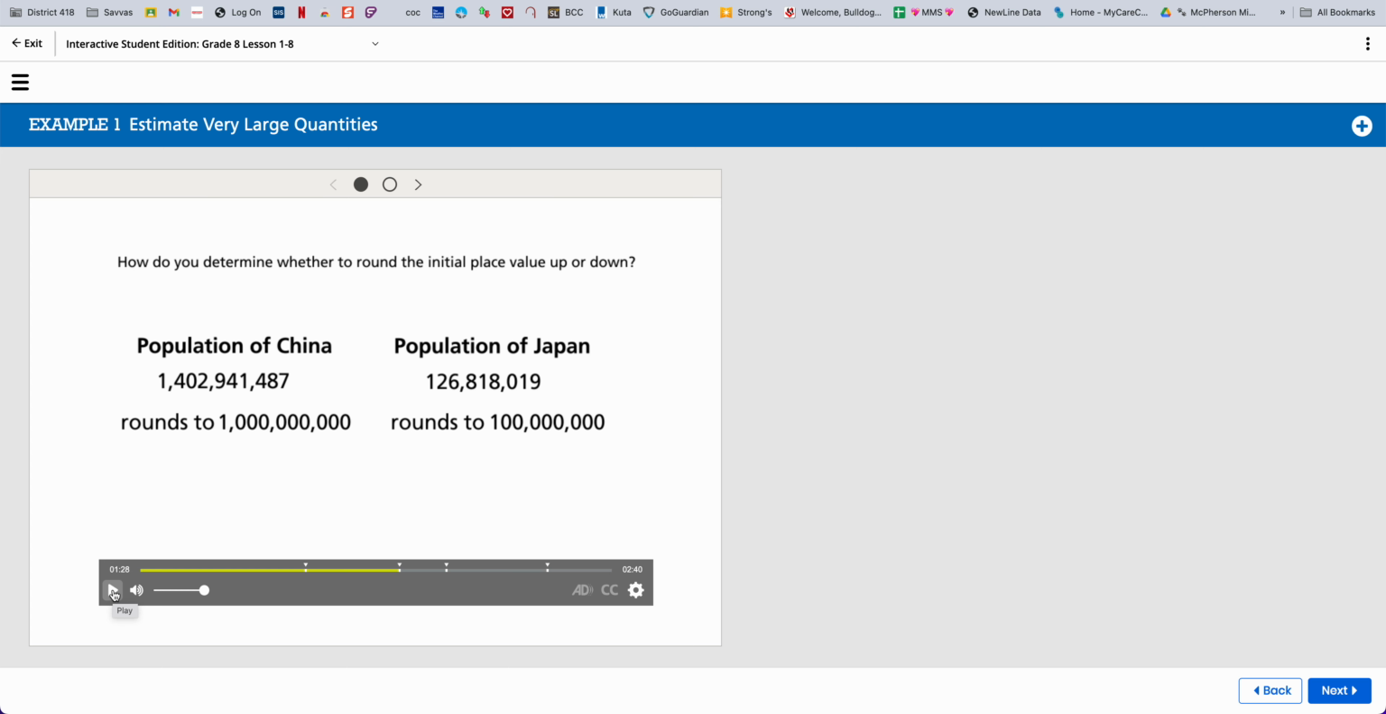So in both of these cases, you look at the place we want to round, then we look at the digit next to it, 4 or less, so it goes down to 1. And this one, 126 million, we round down to 100 million as well. Look at the place value to the right of the initial place value. Round up if the number is 5 or greater. The initial number does not change if the number to the right of the initial place value is less than 5.